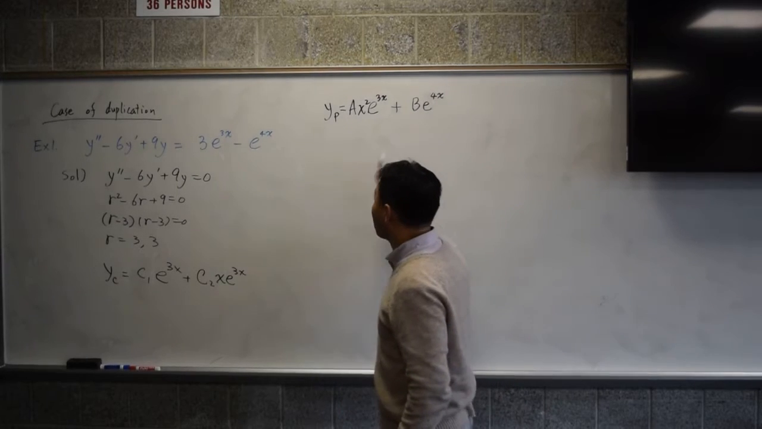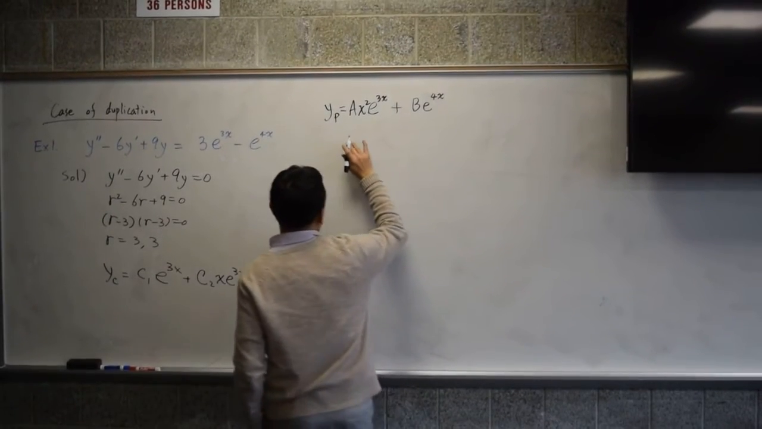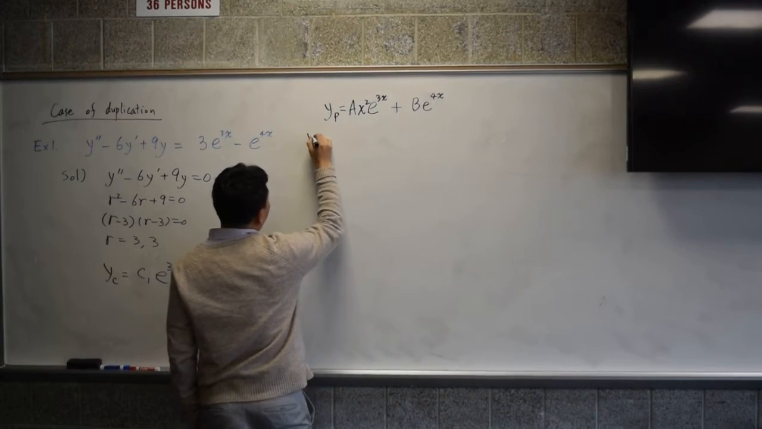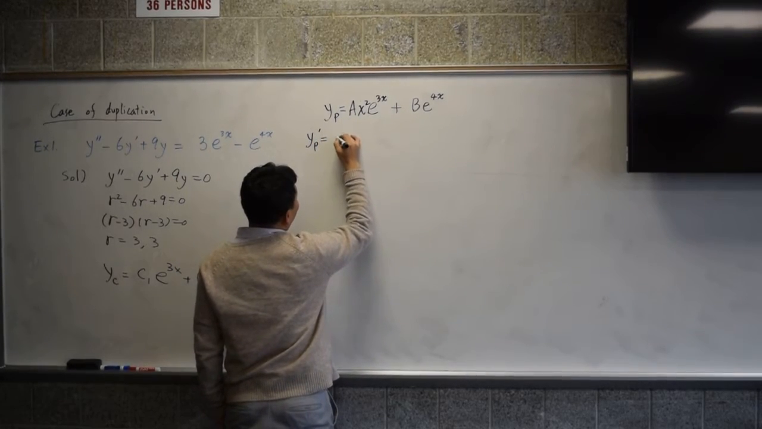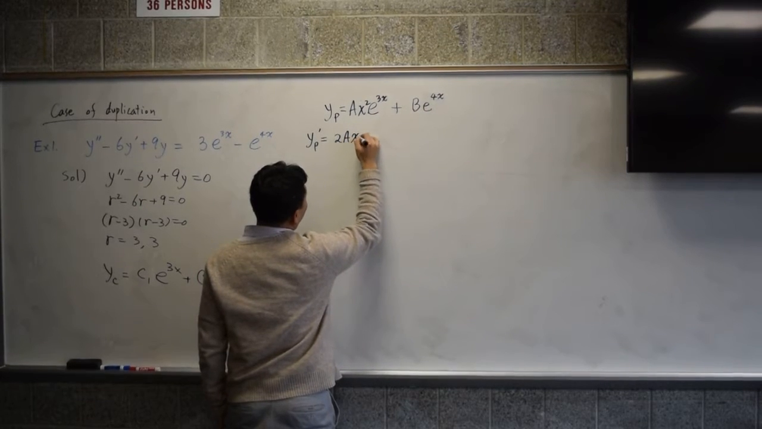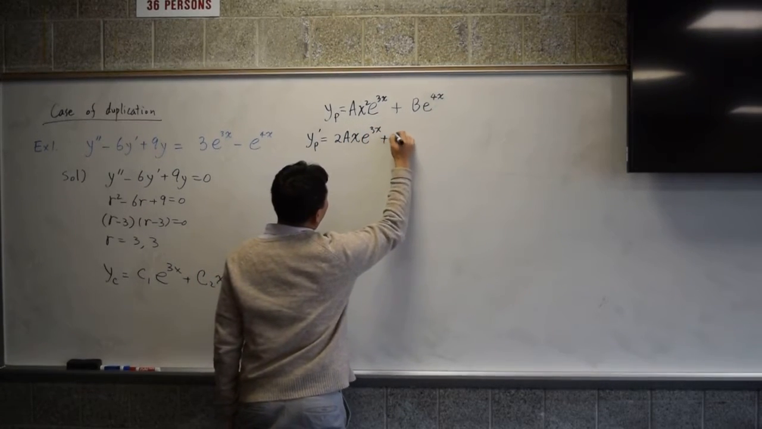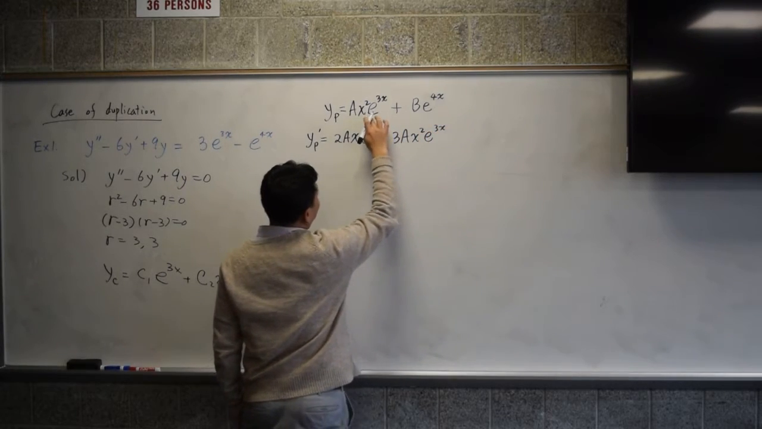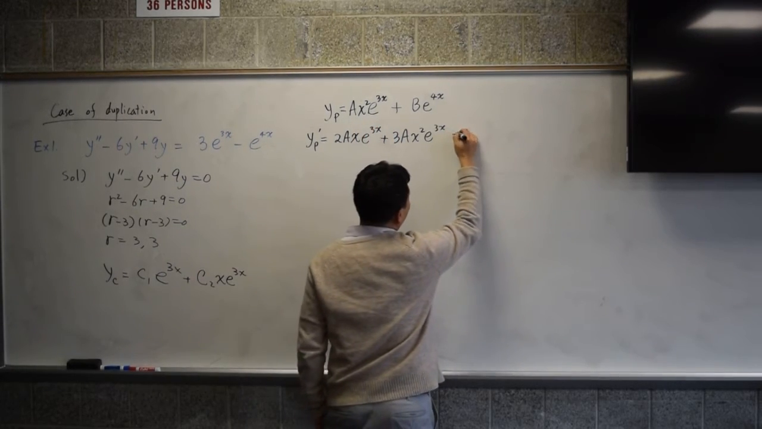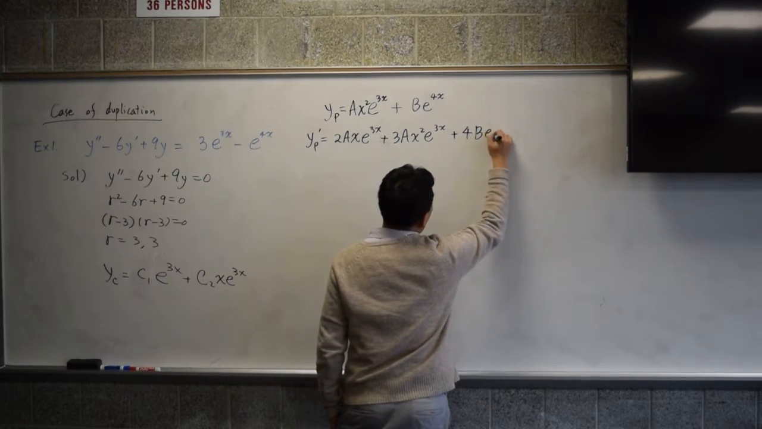Let's try to plug this into the left side and see what a and b should be. So y prime of p, when you differentiate this, is 2a x e to the 3x plus 3a x squared e to the 3x. That's from the product rule. This one will produce 4 times b e to the 4x.